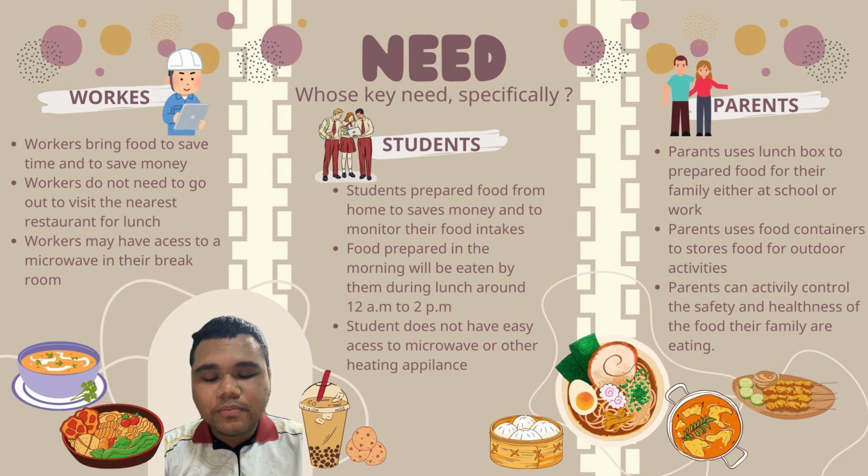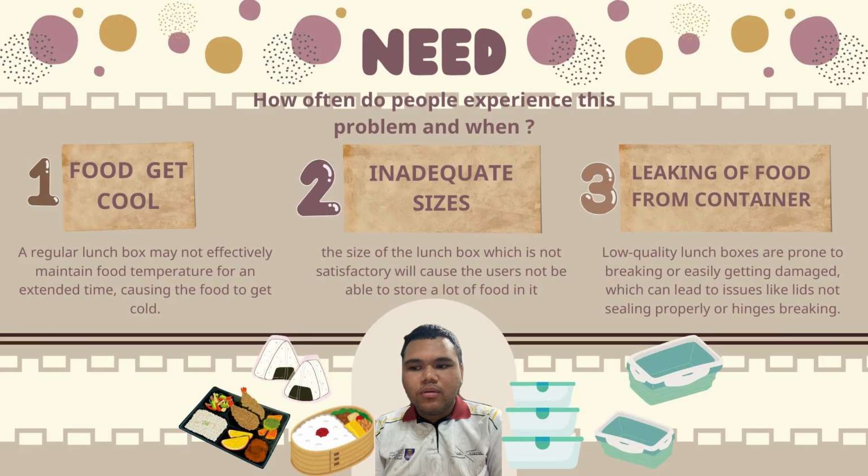And the last group is parents. Parents use lunch boxes to prepare food for their family either at school or work. Parents use food containers to store food for outdoor activity, and parents can actively control the safety and healthiness of the food their family is eating. Now for the third criteria: how often do people experience this problem and when.